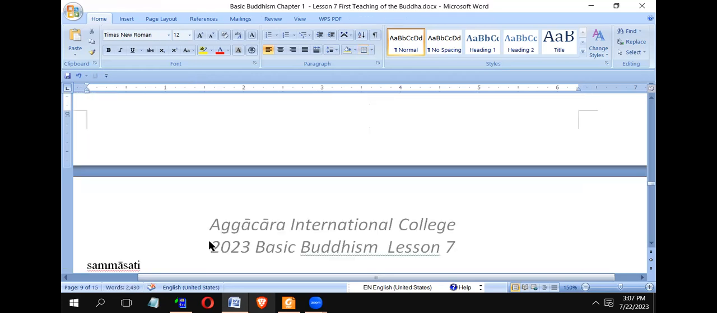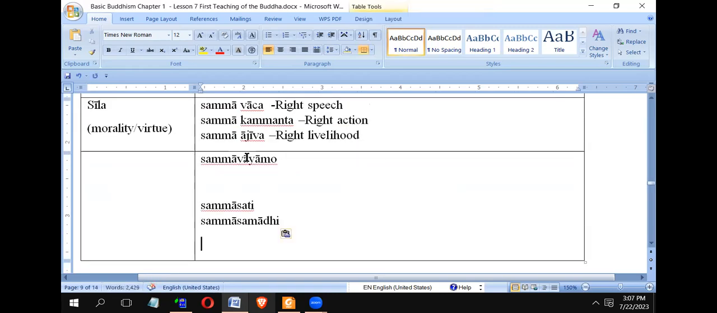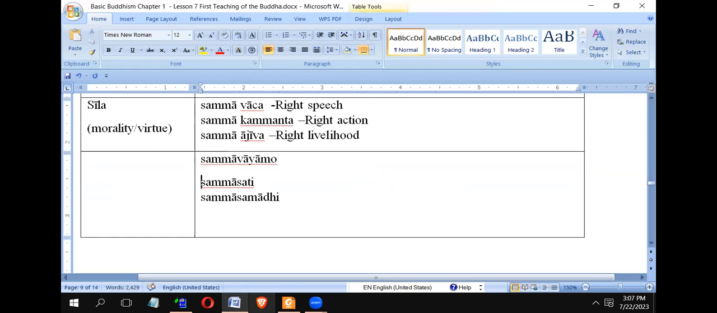So after that, you have Vayama, Sati, Samadhi. Okay, so these three are under which group? Vayama is right effort. Another word besides effort? Energy. Energy, okay. Sati is right mindfulness. Samadhi is right concentration.